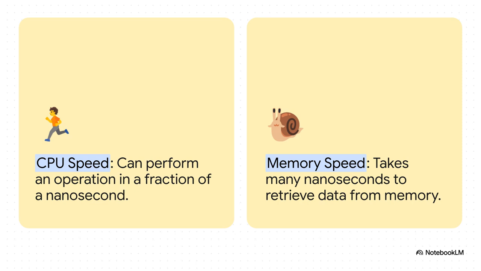But the memory, our pantry, was still way, way down a long hallway. The CPU could perform an operation in a tiny fraction of a nanosecond, but fetching the next instruction or piece of data from memory took many, many times longer. So the CPU was spending most of its time just sitting there, waiting around. This is famously, or maybe infamously, known as the von Neumann bottleneck.